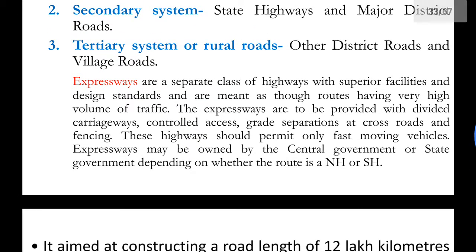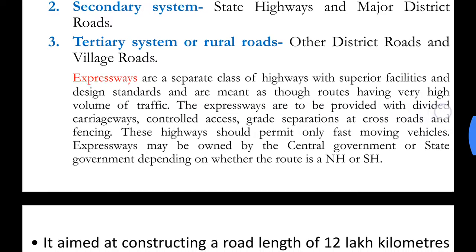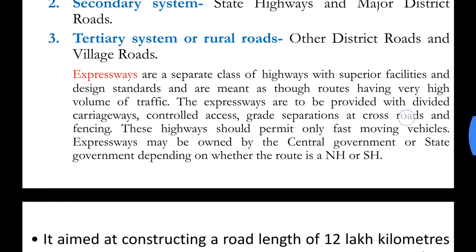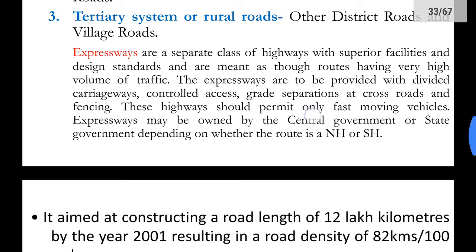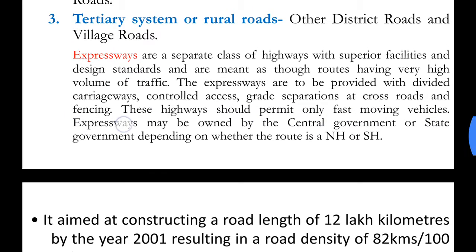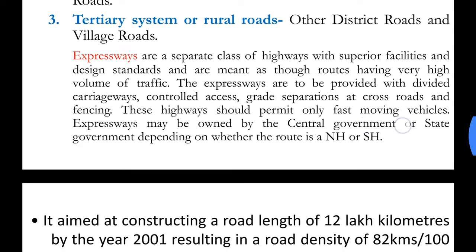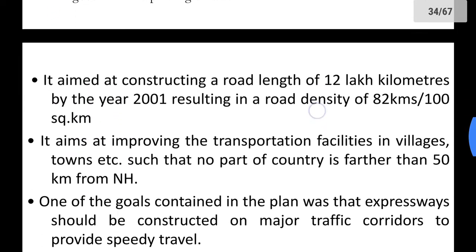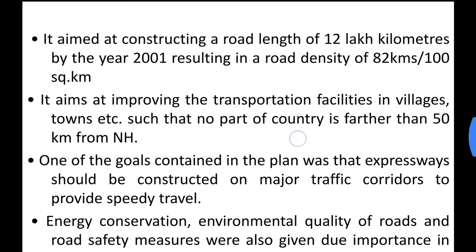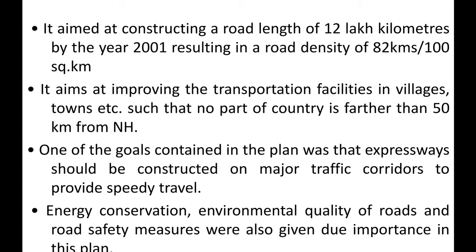Now let us look at what these extra facilities are. The expressways are to be provided with divided carriageways, controlled access, grade separators at crossroads, and fencing. These highways should permit only fast moving vehicles. Expressways may be owned by either the central government or state government, depending on whether the route is a NH or SH. Now let us look at the features of the third 20-year road development plan, that is the Lucknow Road Development Plan.